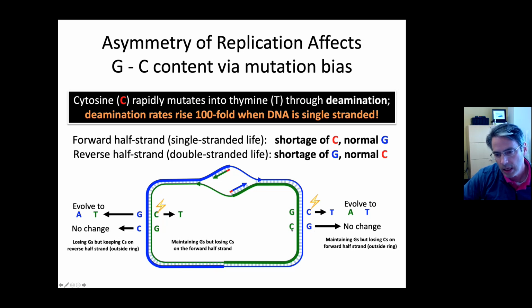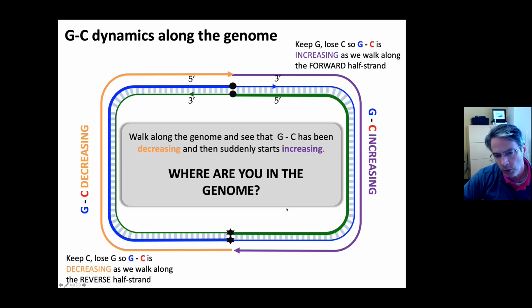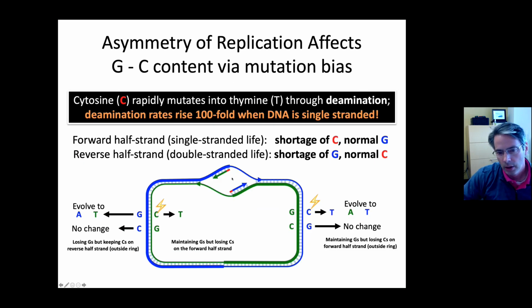And the C on this side, going that way around, that's on the green strand, so that's actually going with the direction of the polymerase on this side. So it's double-stranded as it replicates the green strand, and it's single-stranded as it's replicating the blue strand over here.